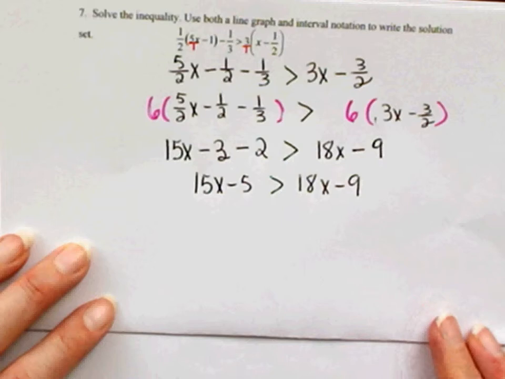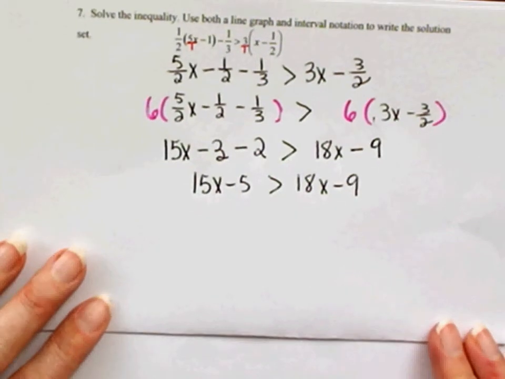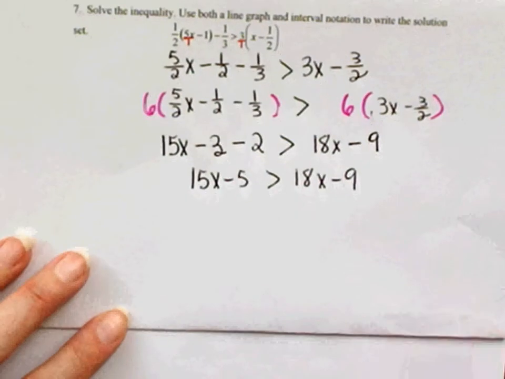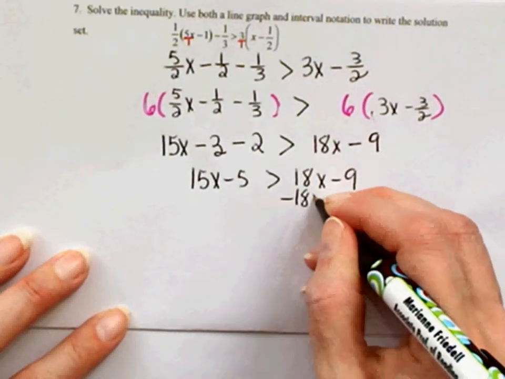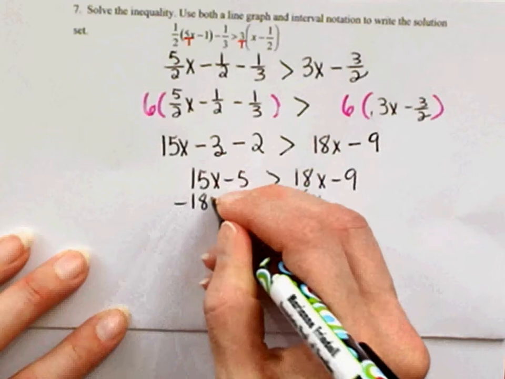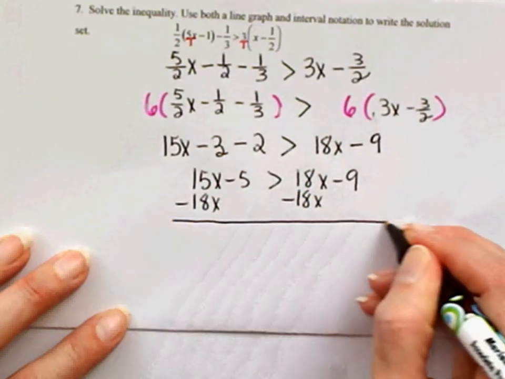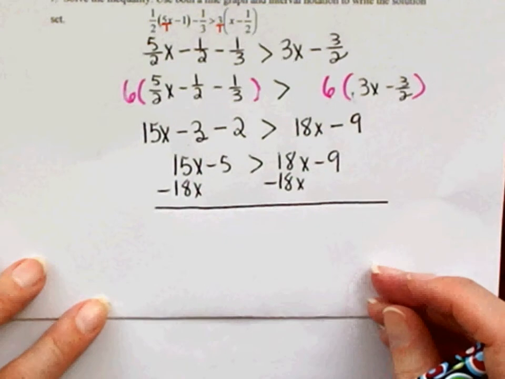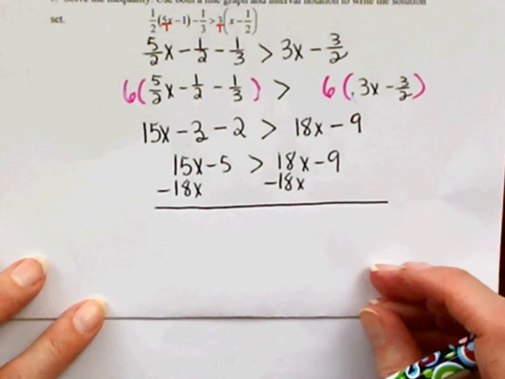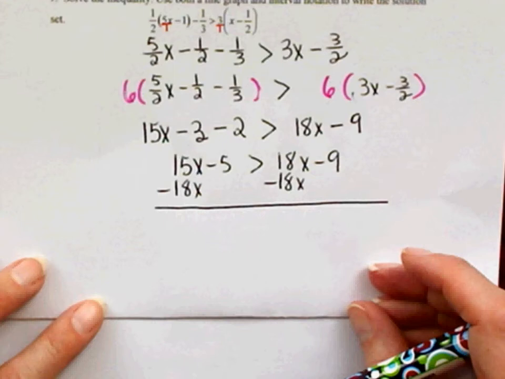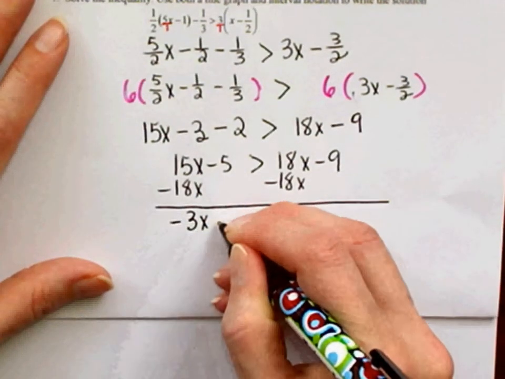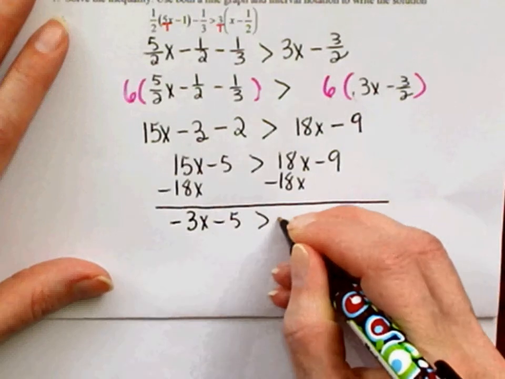I want my x's on the left, and the reason I'm wanting them on the left is it makes it easier since we're going to have to graph. So I'm going to subtract 18x. Now you could have picked a different option. You could have subtracted 15x from both sides, but at the end when you're graphing on the line, it's going to make it much easier if the x is on the left. So we have a negative 3x minus 5 greater than a negative 9.